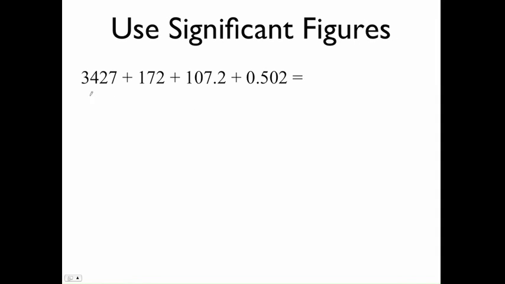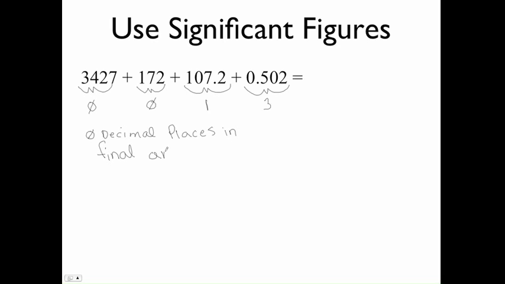So let's try an example. This one has 0 decimal places. This one has 0 decimal places. This one has 1, and this one has 3. So we haven't even done any math yet, and we know that we're going to have 0 decimal places in the final answer, because that's the least number in the numbers we're adding up.